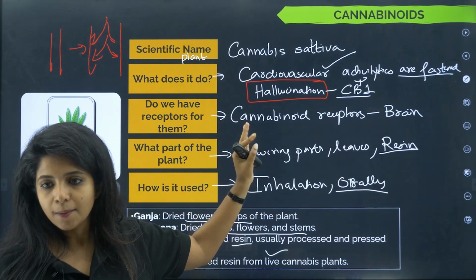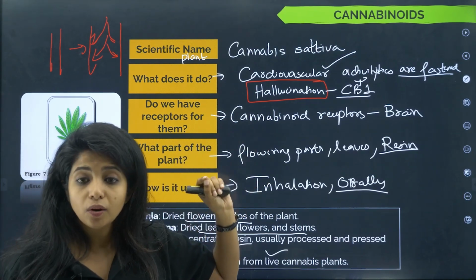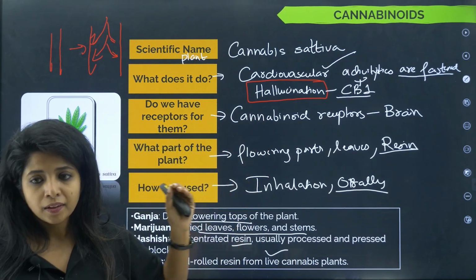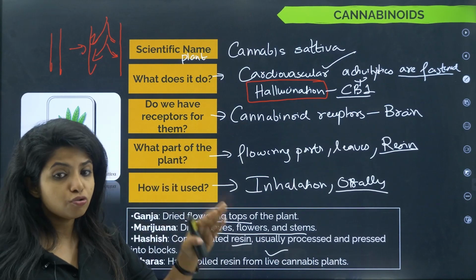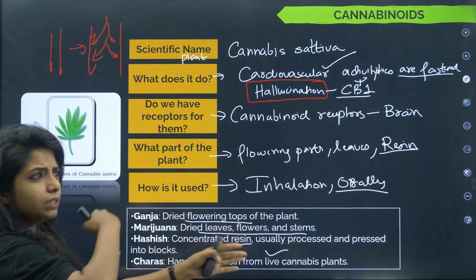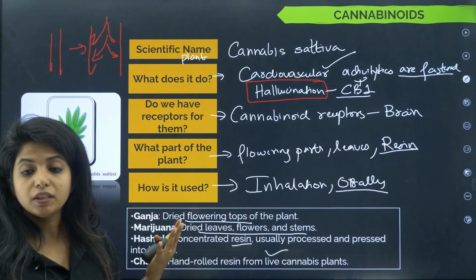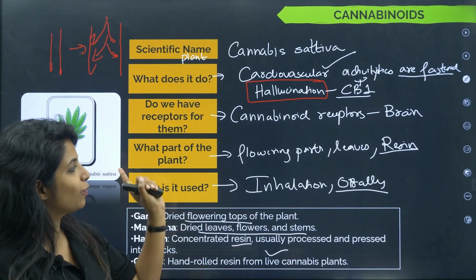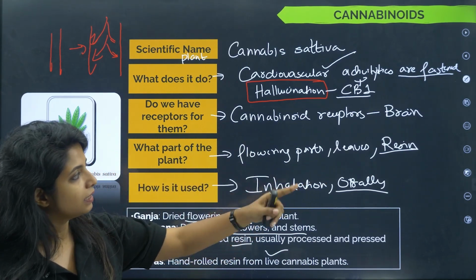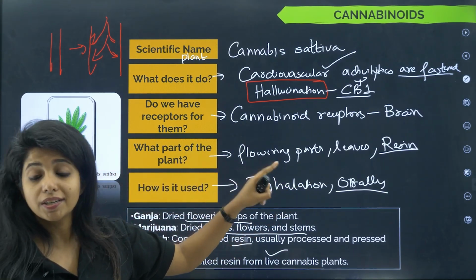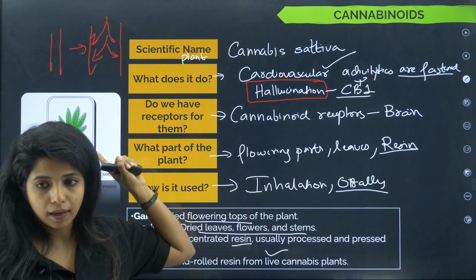You have to understand this. Cannabinoid receptors are there in your brain, nowhere else. Please remember, in your brain. Now when I teach, try to compare with opioids. It will be easy for you to remember, not difficult. So yes, flowering plants, leaves, resins, everything is used, by inhalation, and it is taken orally. This is the difference from that.